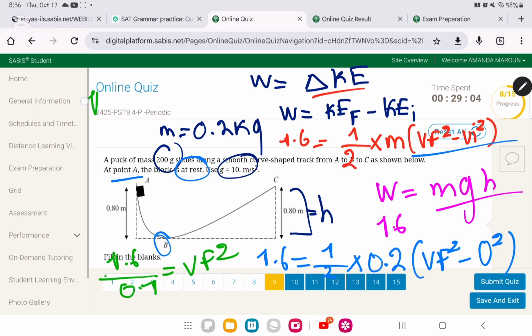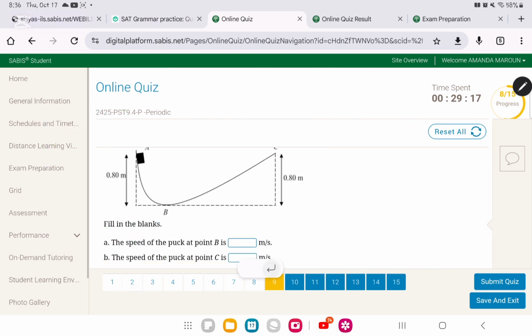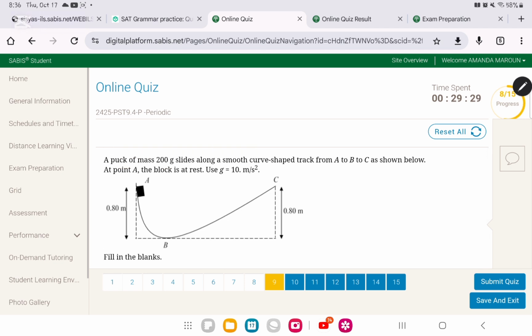So 16 is equal to V final squared. To find the value of V final, we're going to put a radical here and a radical here. Then we get that V final is equal to 4. Very simply, we found the speed at point B, which is 4 meters per second. Now the speed of the puck at point C, very, very important.